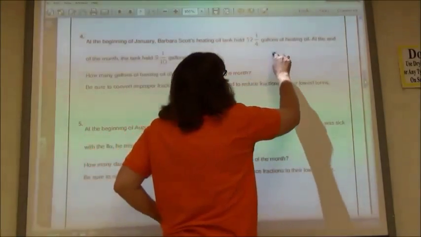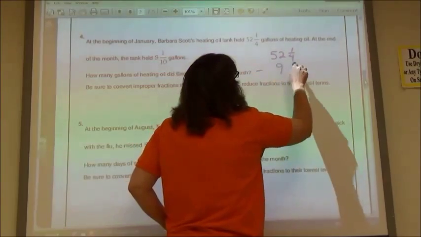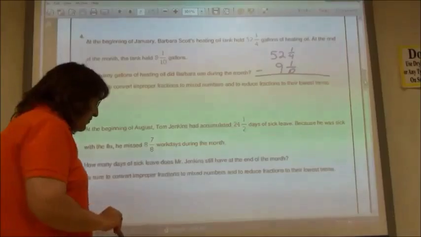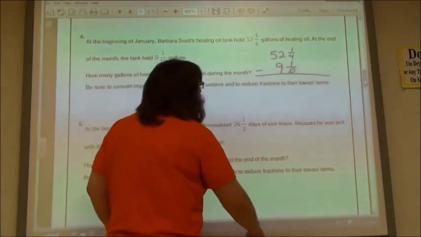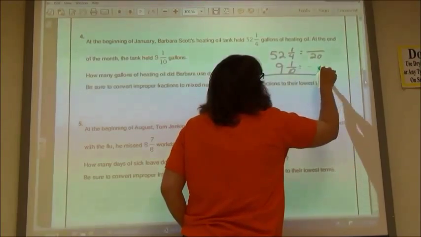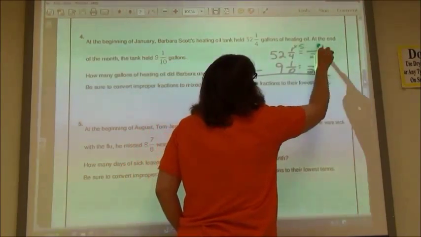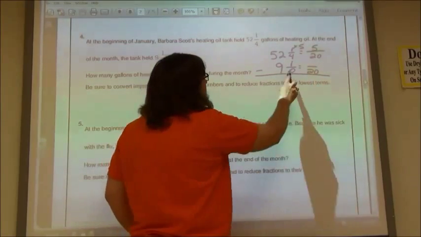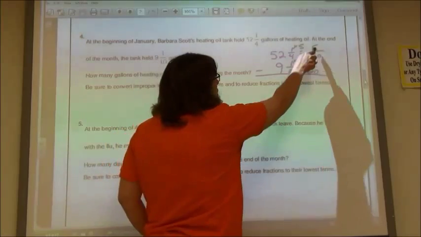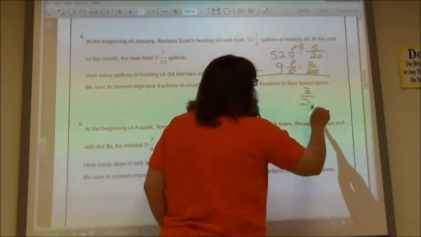So I'm going to do 52 1/4. I'm going to subtract 9 1/10. And again, since I'm subtracting fractions, I have to have a common denominator. And with a 10 and a 4, my least common denominator is 20. So 4 goes into 20 5 times, I get 5/20. 10 goes into 20 2 times. And in this case, we can take 2 away from 5, so we're just going to subtract. 5 minus 2 gives me 3/20.